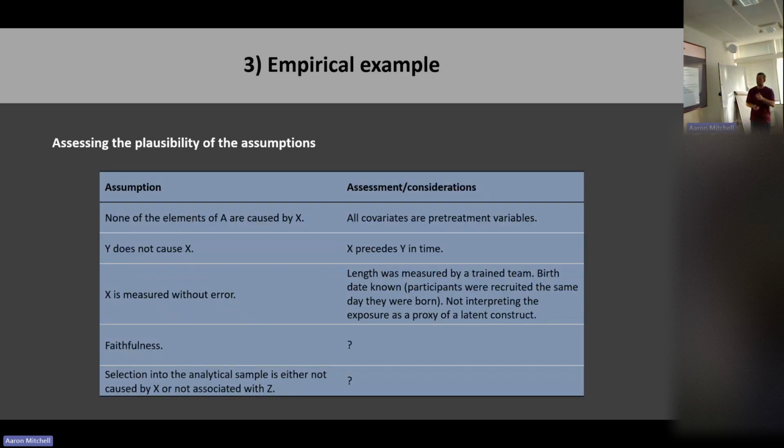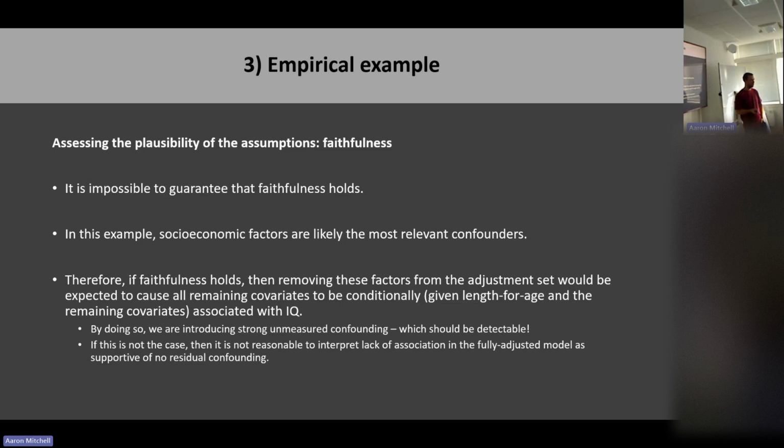So the next assumption we need to assess is faithfulness. Selection, which is perhaps the most interesting one, is going to be the last one we look at. First thing, it is impossible to guarantee that faithfulness holds. That's something we should all know right at the start. But nevertheless, we can try to assess whether or not it looks plausible in our particular example.